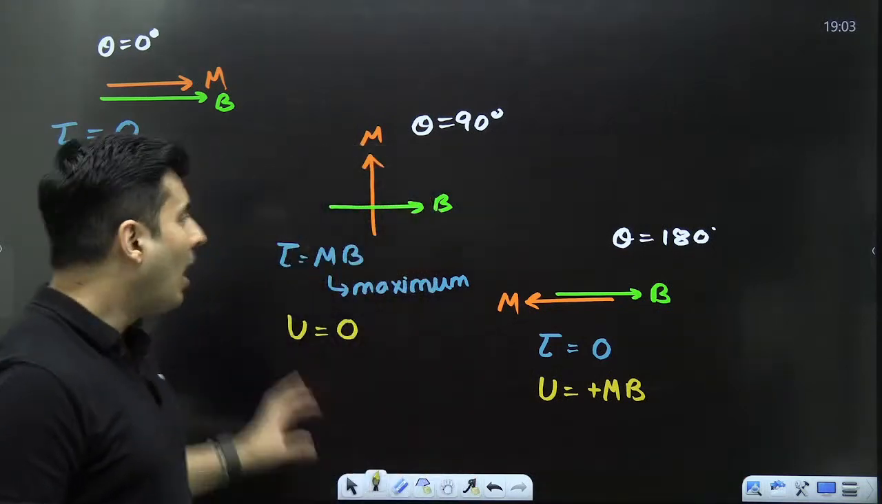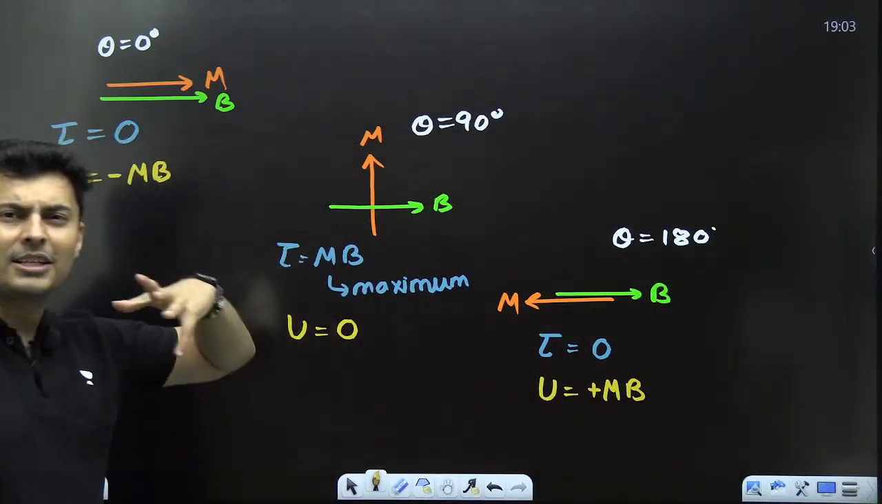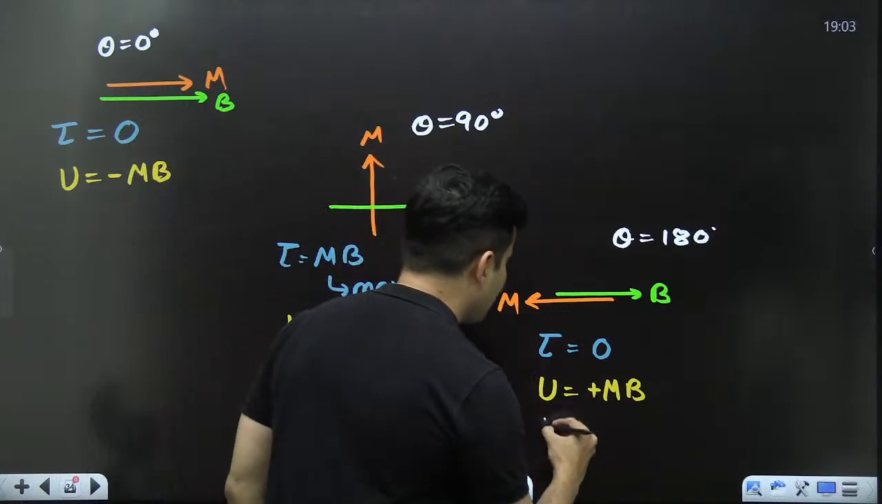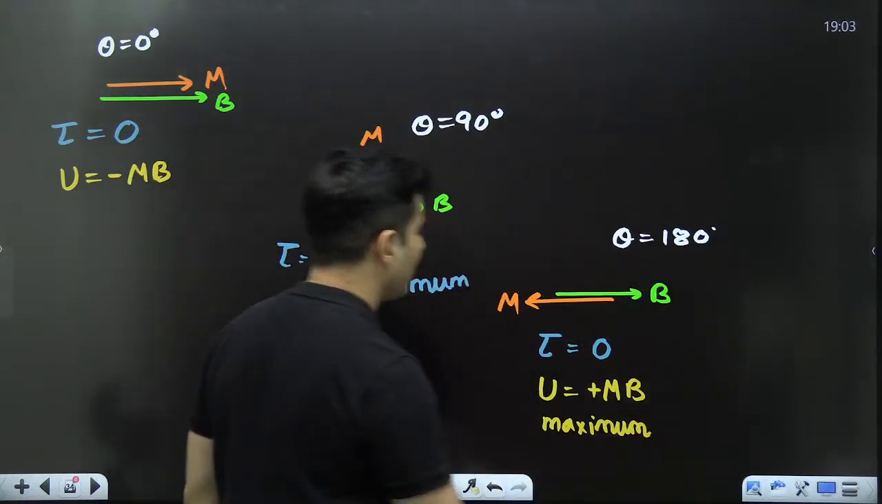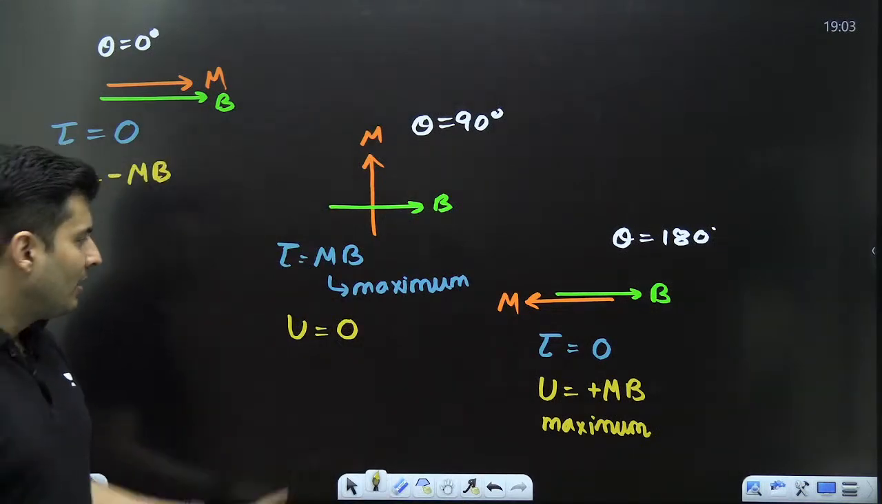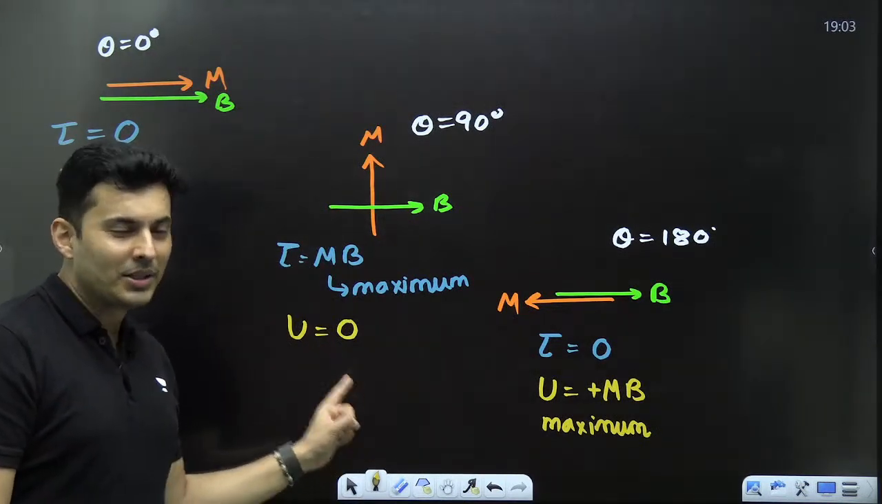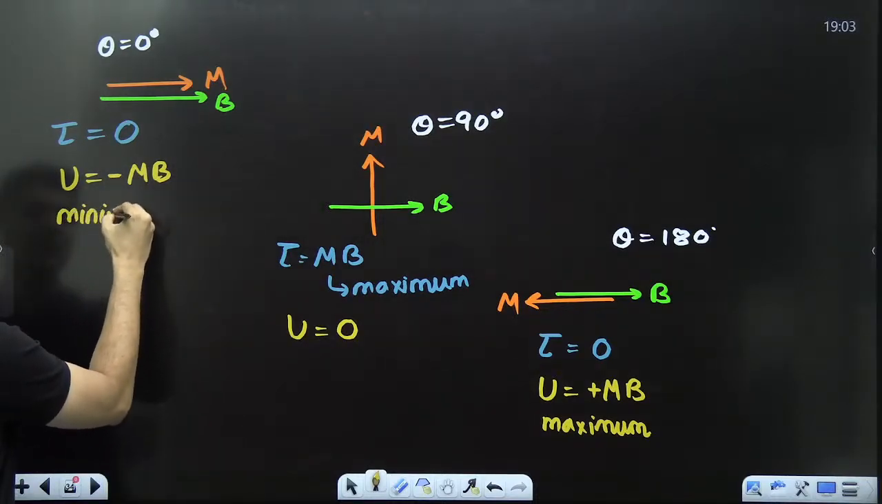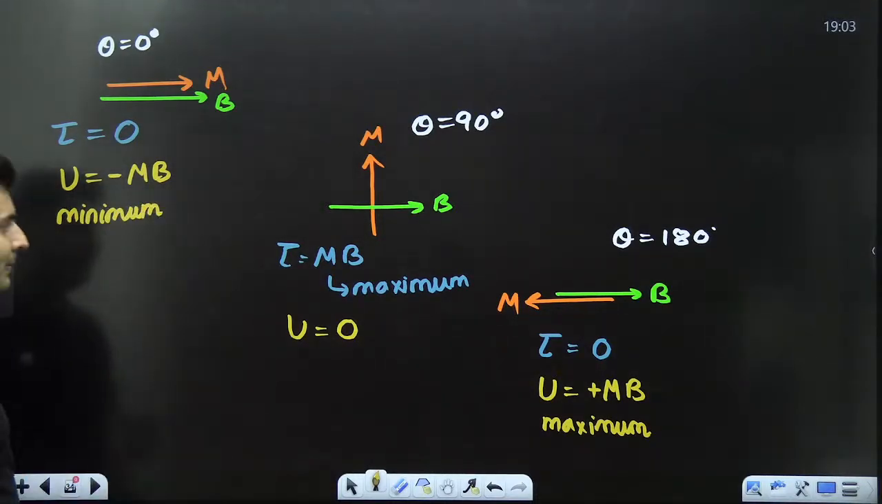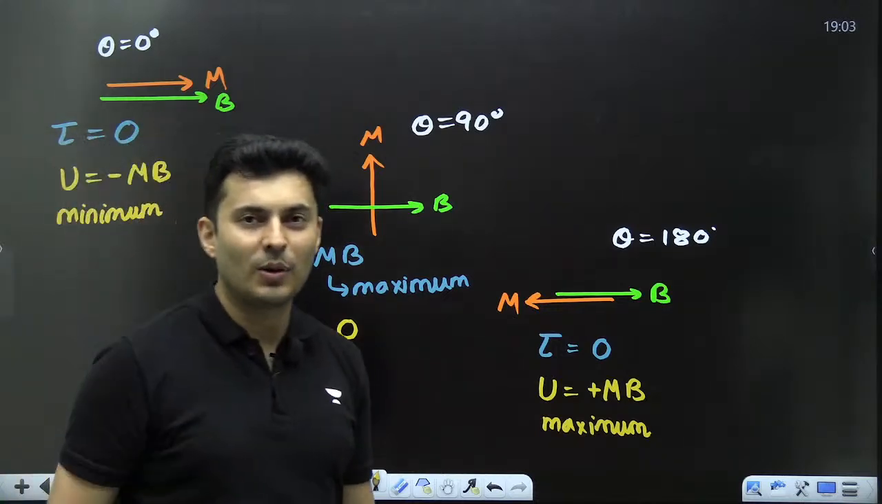Understood? So out of these situations, where is the energy maximum? It is maximum over here. But where is it minimum? Many people say this. No, this is not the answer. This is the minimum value, because negative is less than zero, right? So this is where it is minimum. Is that making sense to all of you?